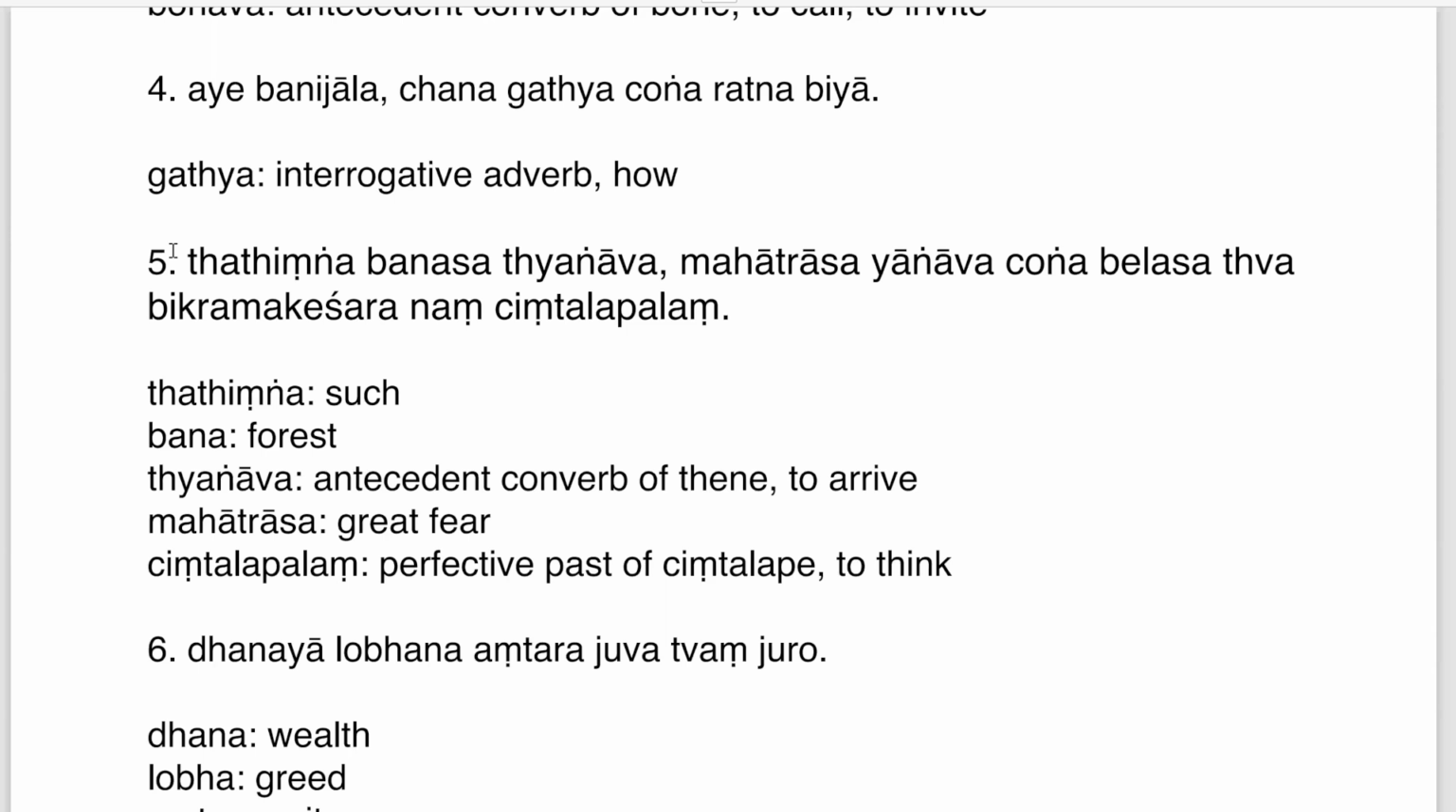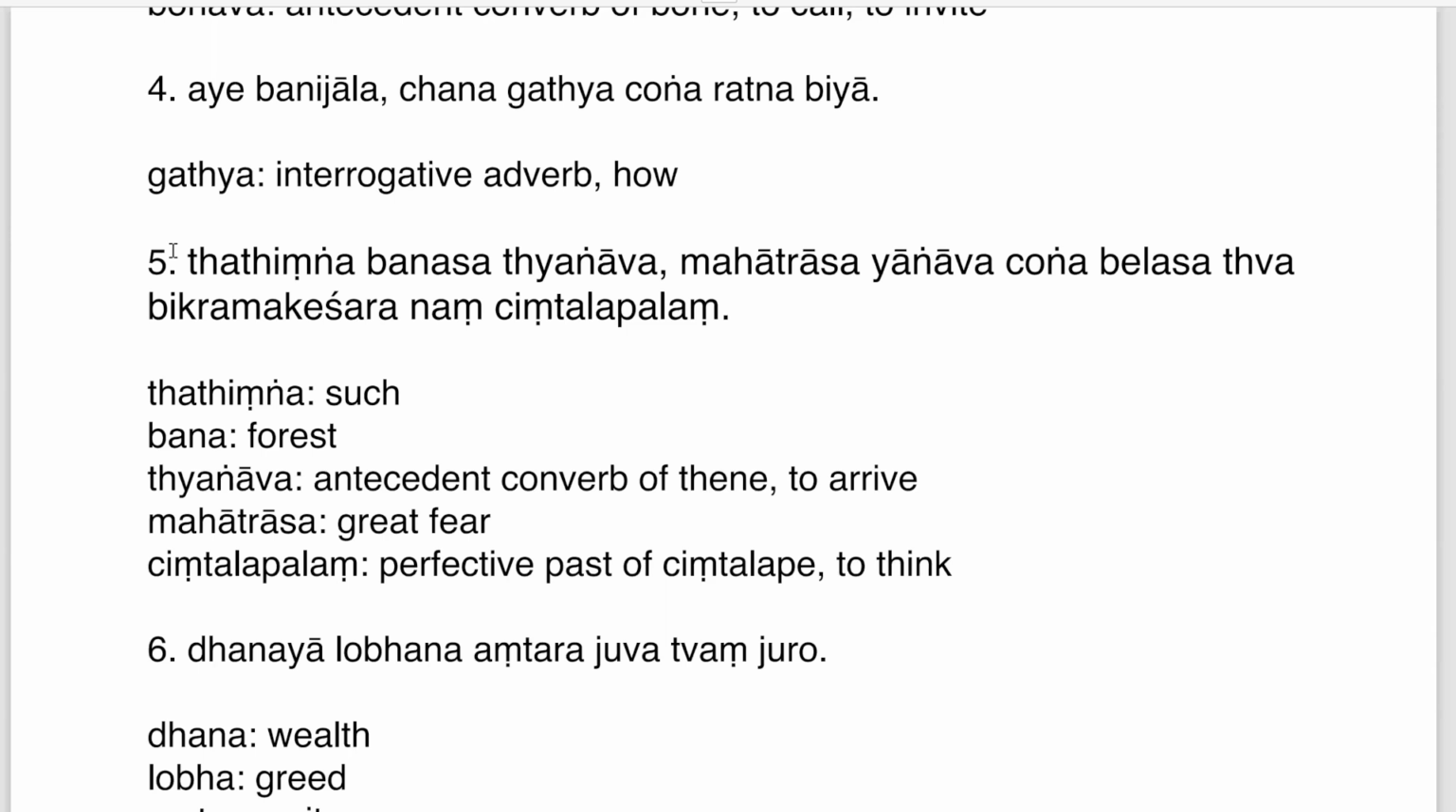So we have Kathimna Banasa Tianava, so having arrived at such a forest. And Banasa in the locative. Mahatrasa Yanava. So then again we have the antecedent converb, but this is a ya. Like to do. So like having, I don't want to read become, but or maybe having made. Mahatrasa, great fear, having become very fearful.